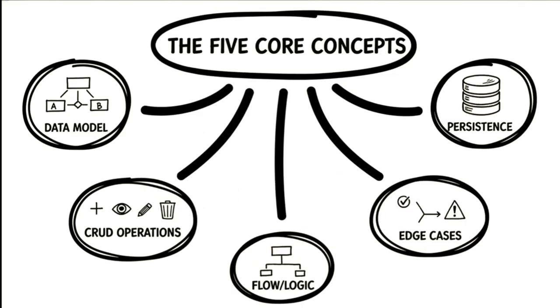So here they are. Number 1, the data model. That's our skeleton, right? What info are we storing? 2, CRUD operations. It sounds technical, but it just stands for create, read, update, and delete. It's just the basic stuff you can do with your data, like creating a new task or deleting an old one. 3, the flow or logic. That's the step-by-step thinking. 4, edge cases. That's our what if it breaks thinking. And 5, persistence. How do we make the data stick around? That's it. That's the whole game. Master these 5 concepts and you can map out how to build anything.